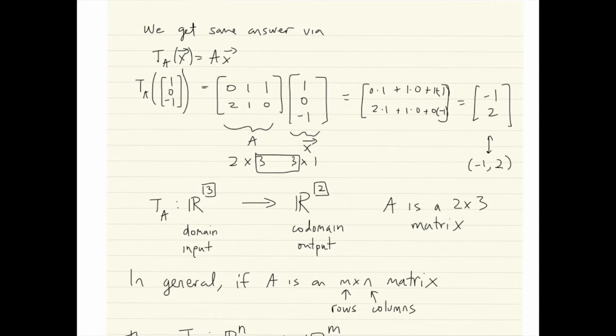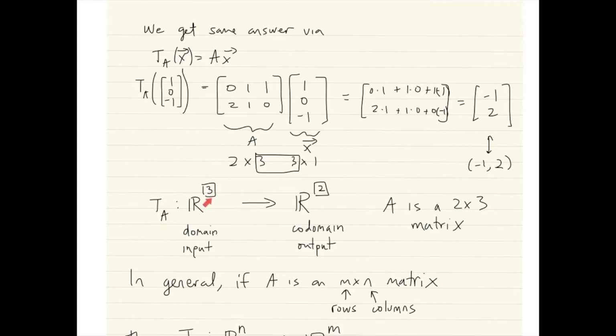Okay, so this T sub A for our specific matrix A takes 3-tuples, 3 numbers, as input. The domain is the mathematical term for the set of inputs. And then the codomain is the mathematical term for the set where the outputs live. In this particular example, the outputs were an ordered pair of numbers, so a 2-tuple, or a 2 by 1 column vector.